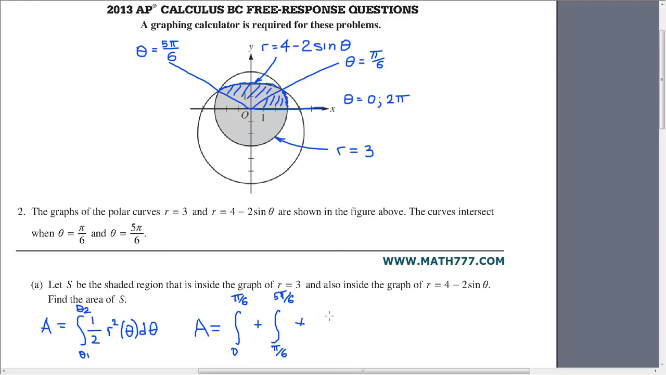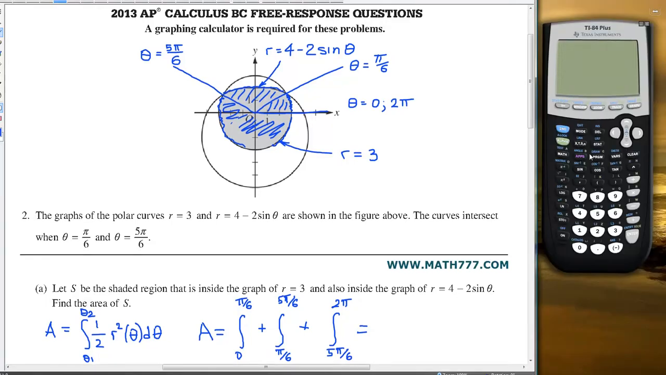And then finally, the third integral is integral from 5 pi over 6 to 2 pi. And again, in this case, it's 1/2 r squared, where r is equal to 3. And so this is the third area here. This entire area is given by the third integral. So let's use our calculators to calculate the sum of the three integrals. And I have it here on my right hand side.